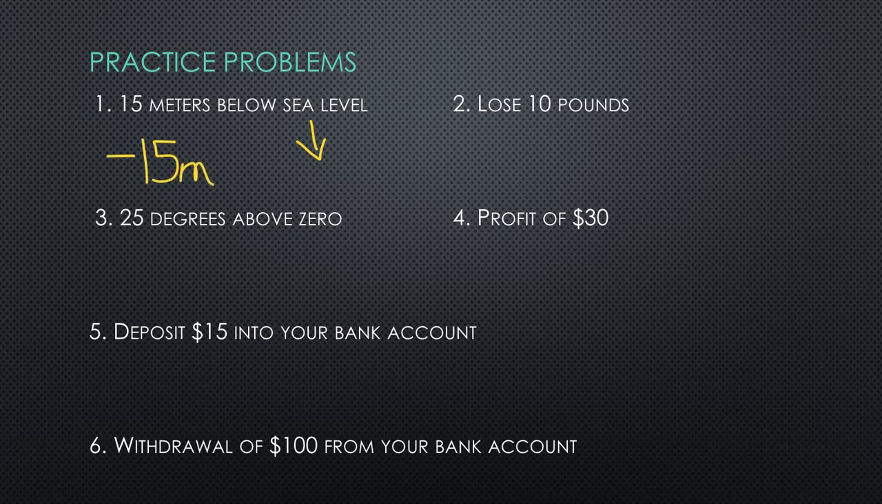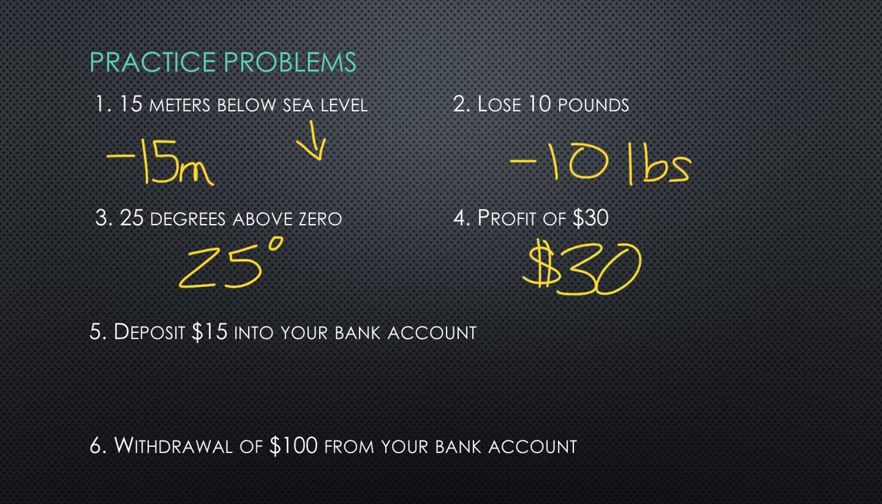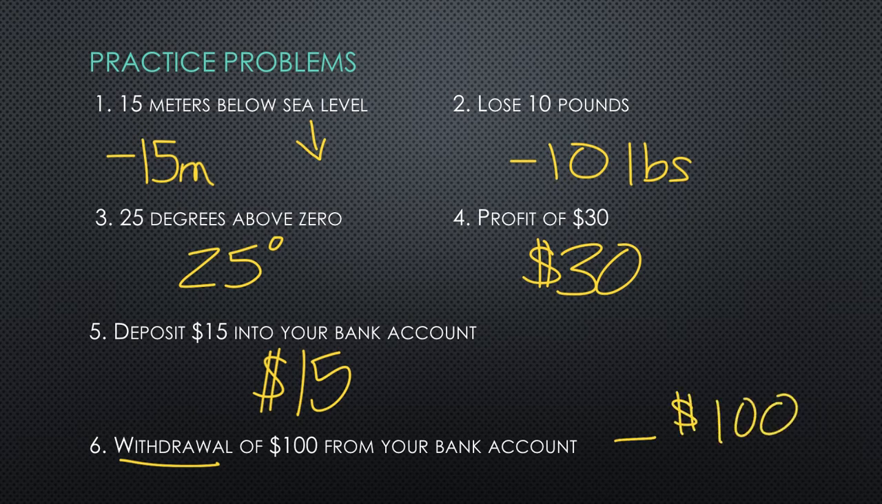And I'm going to leave some labeling because we are doing application problems. Number 2, we lose 10 pounds. So that's going to be a negative 10. We lost 10 pounds, and I'll write LBS for pounds. 25 degrees above 0 means it's a positive 25 degrees outside. If it's negative 25, whoo, cold. We get a profit of $30, meaning I gained $30, so we keep it as a positive. Don't need to write a positive sign. I deposit $15 into my bank account, so I put $15 in my bank account, so still staying positive. But then I withdraw $100 from my bank account, so I took out $100, that's a negative.